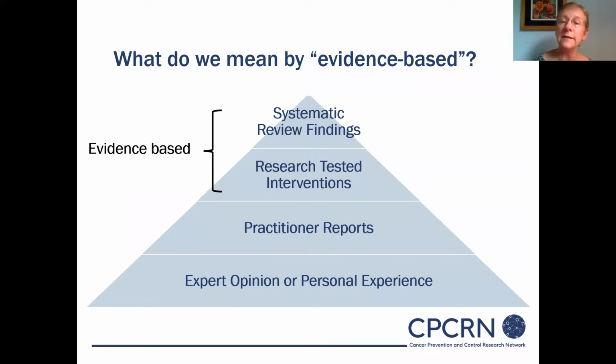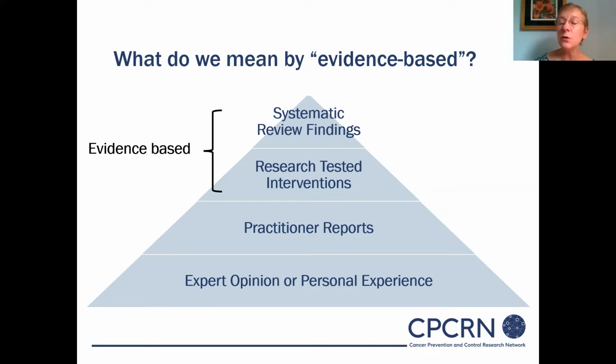The other part of this definition is evidence-based. And this is an evidence pyramid that you may be familiar with. At the very top, the strongest evidence comes from systematic reviews of the literature. The next strongest comes from interventions that have been tested in research, so single interventions that have been tested in research studies. And below that are practitioner reports and expert opinion or personal experience.